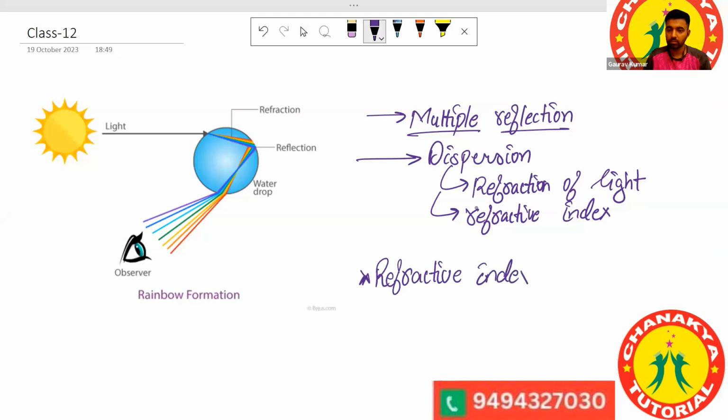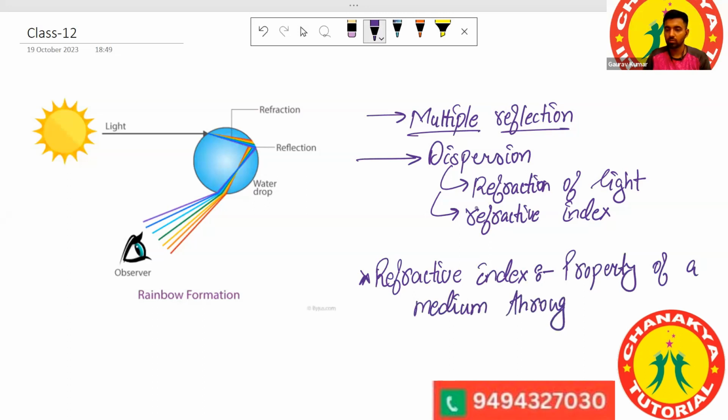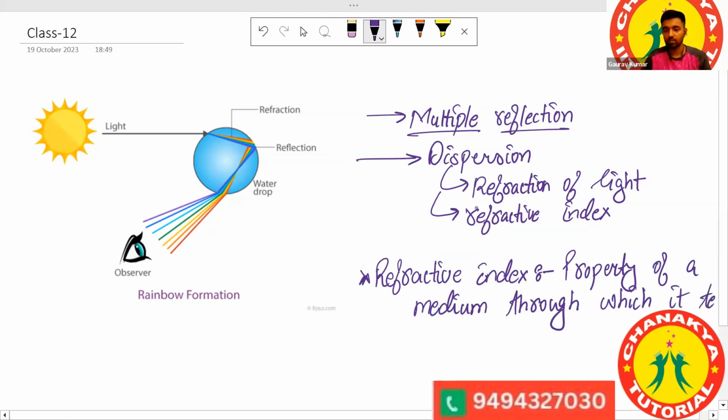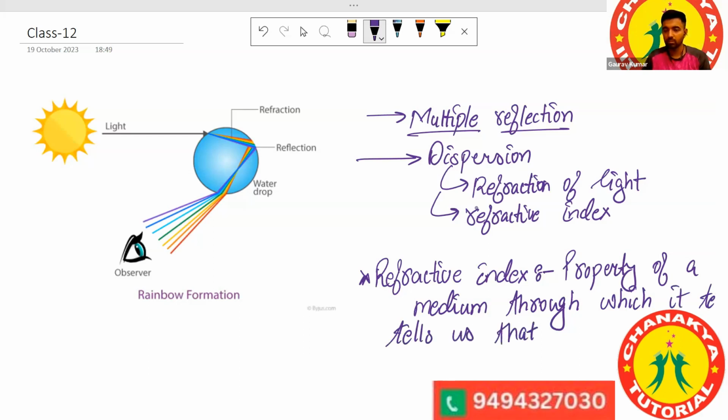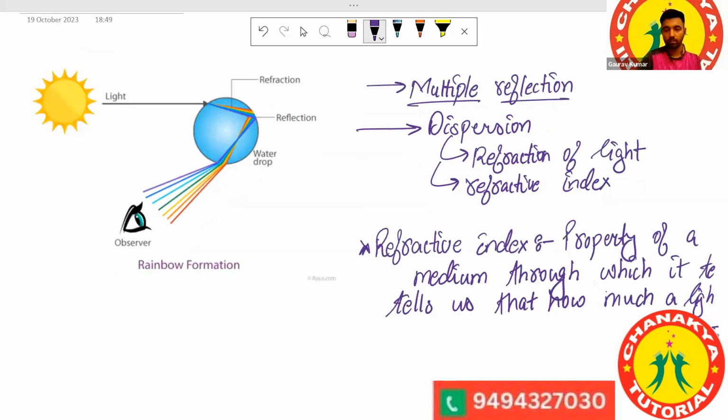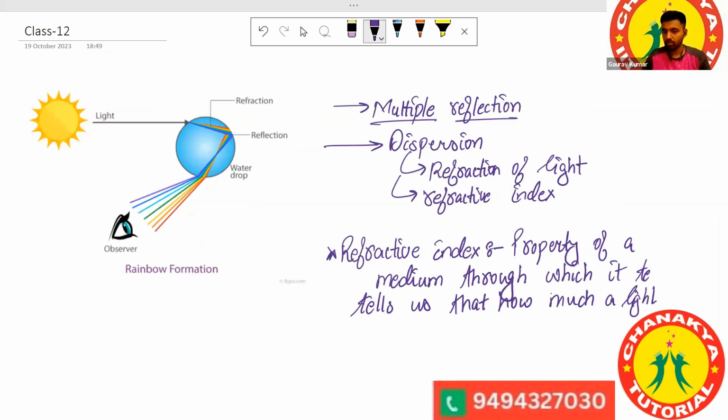So refractive index, this is a property of a medium through which it tells us how much a light ray bends. Okay, let's say I have two media.